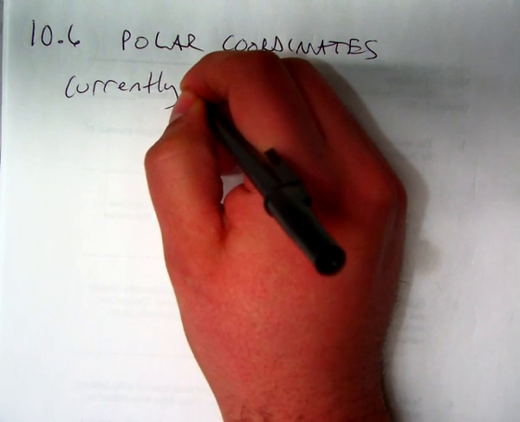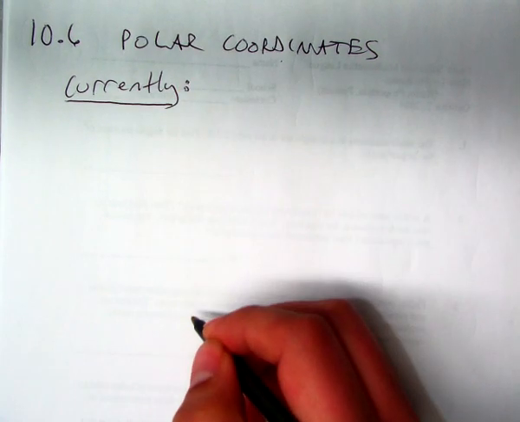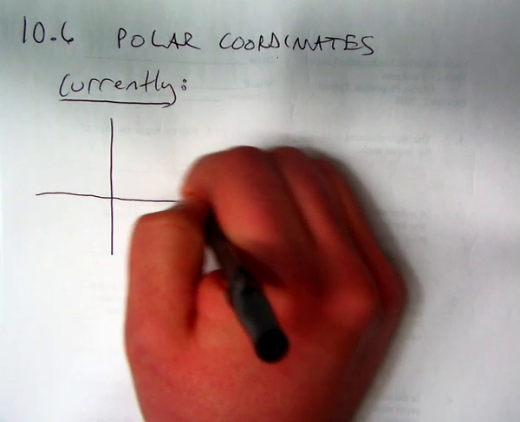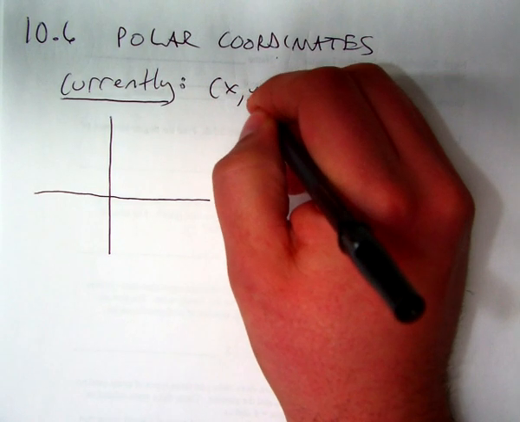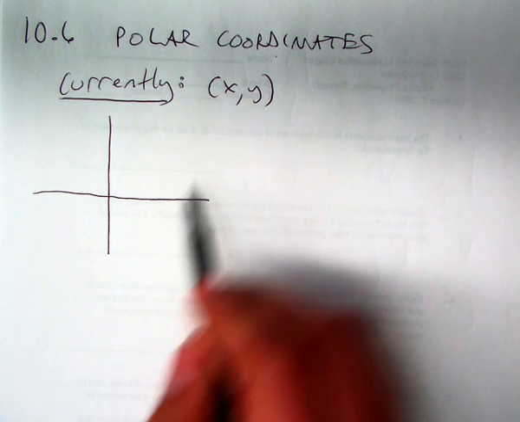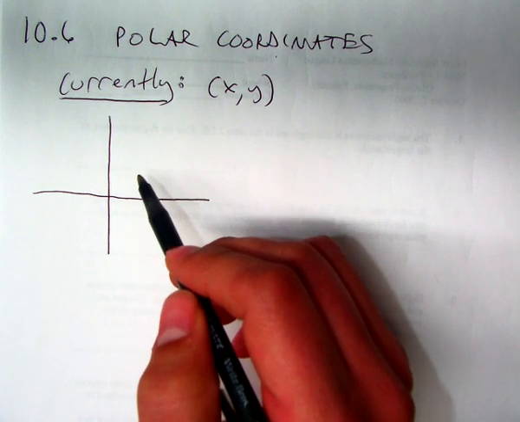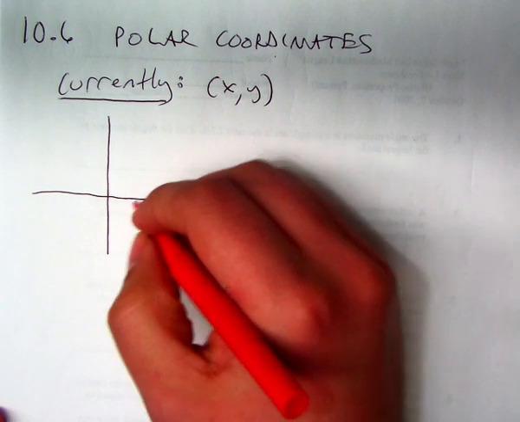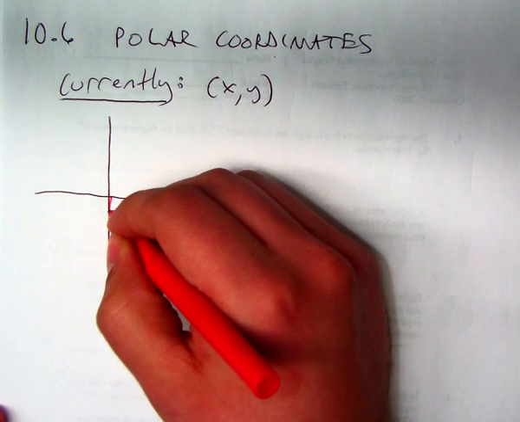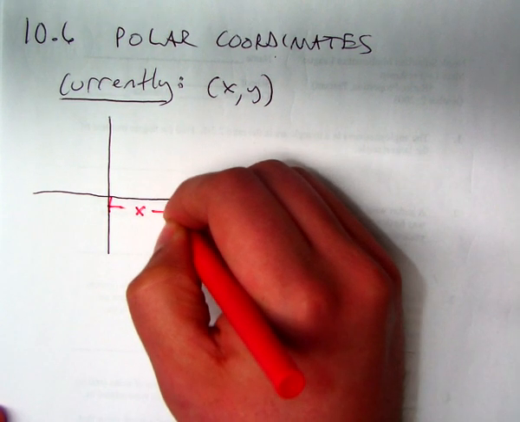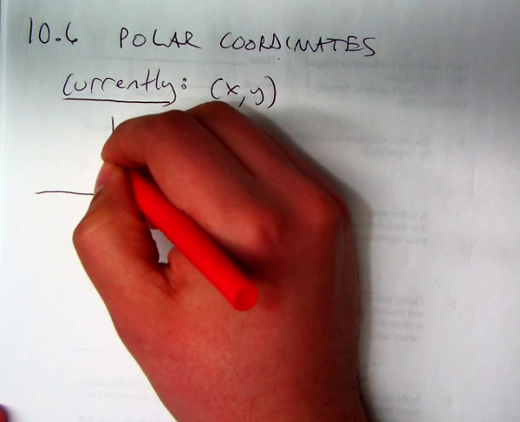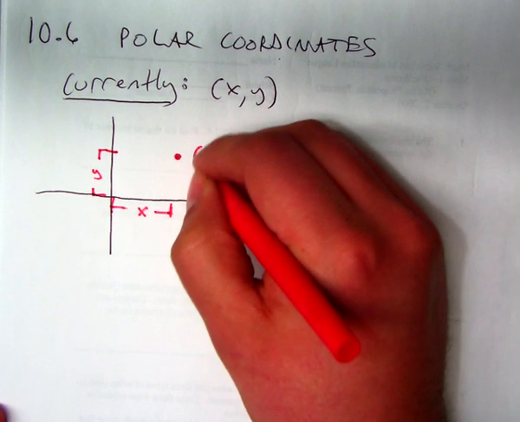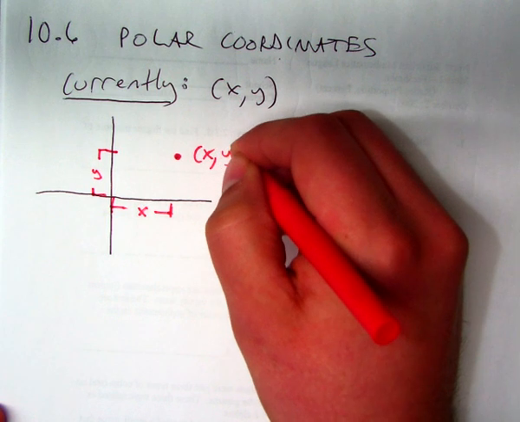Currently, here's how we describe a location or a position. If you get an X and a Y, everybody knows what position or what point we're talking about. That looks something like this. You go right or left, X. So let's say we're here. You go up or down, Y. And then we say that this point is positioned or located at X comma Y.